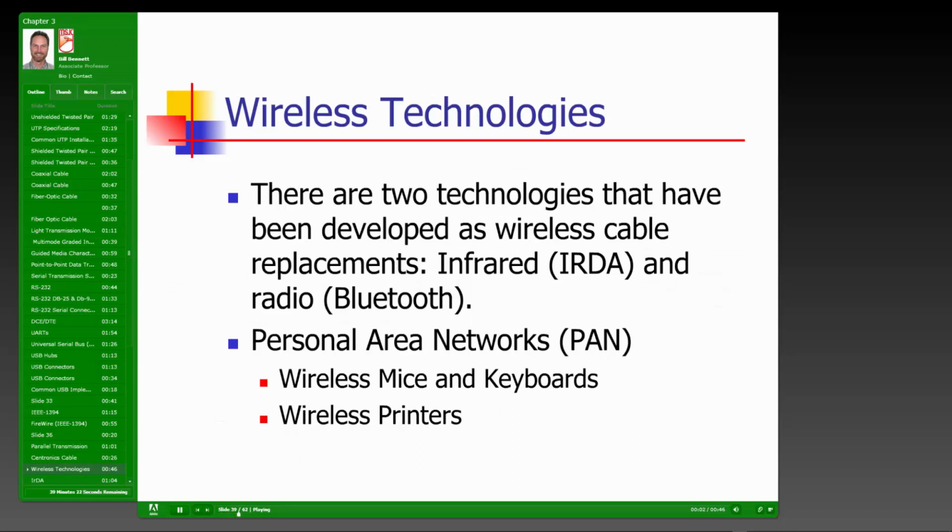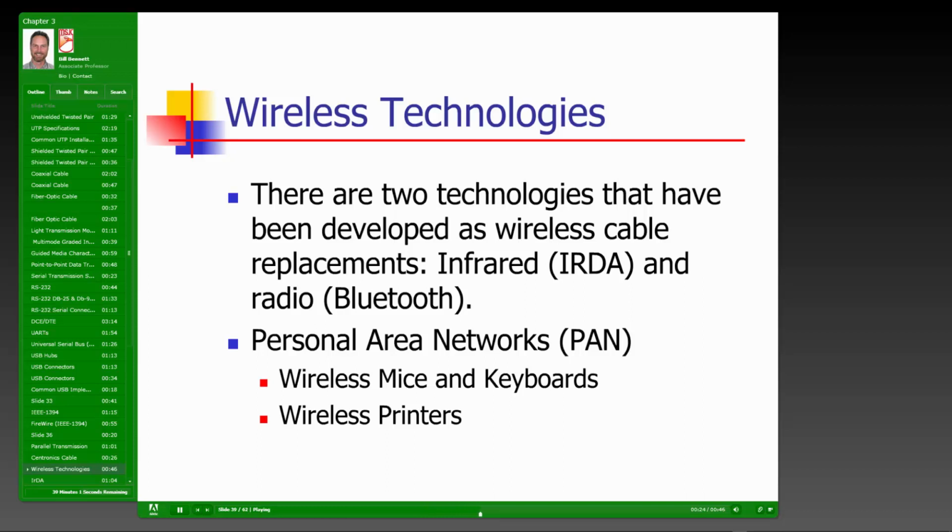And so that last slide was the end then of our wired data communications technologies. Now we're going to take a look at wireless technologies. There are two technologies that have been developed as wireless cable replacements: infrared or IrDA, and a radio wave based technology which is called Bluetooth.